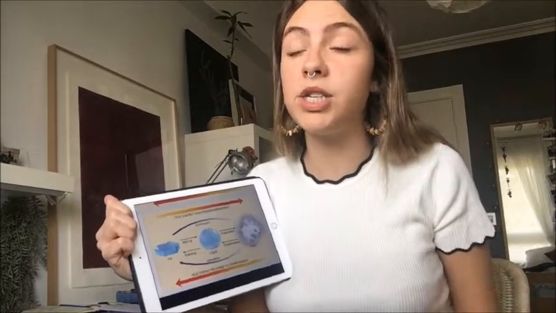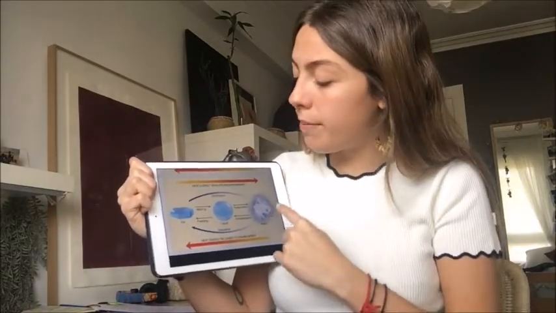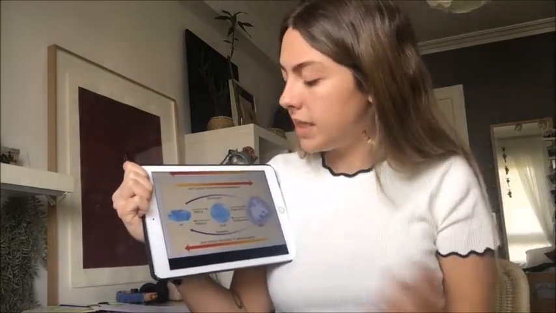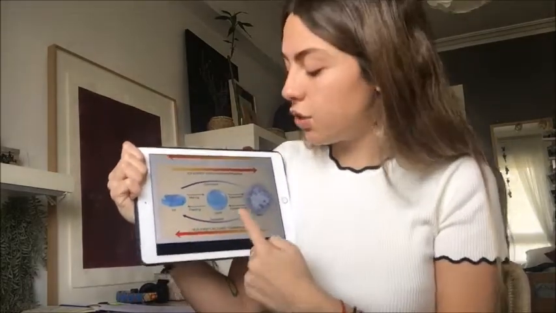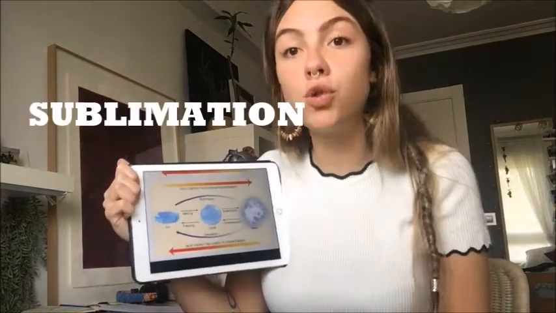Finally, we want to mention that the change from ice to vapor and from vapor to ice can also happen, even though it's not as common as the other changes. The change from vapor to ice is called deposition, and the change from ice to vapor is called sublimation.